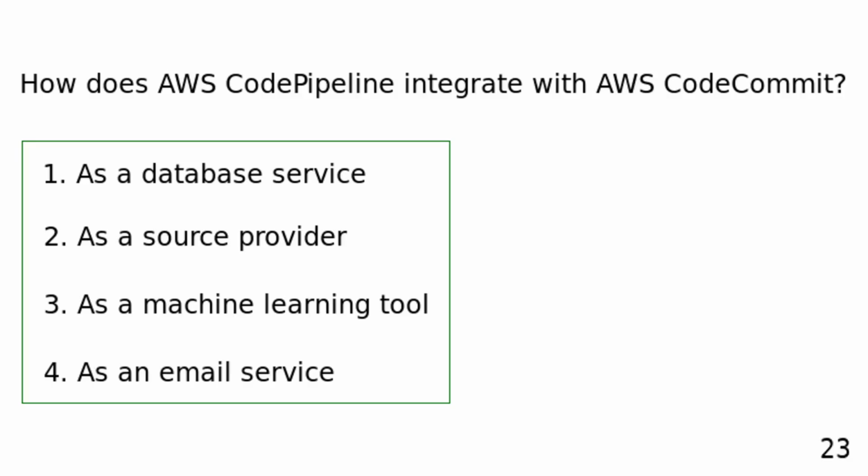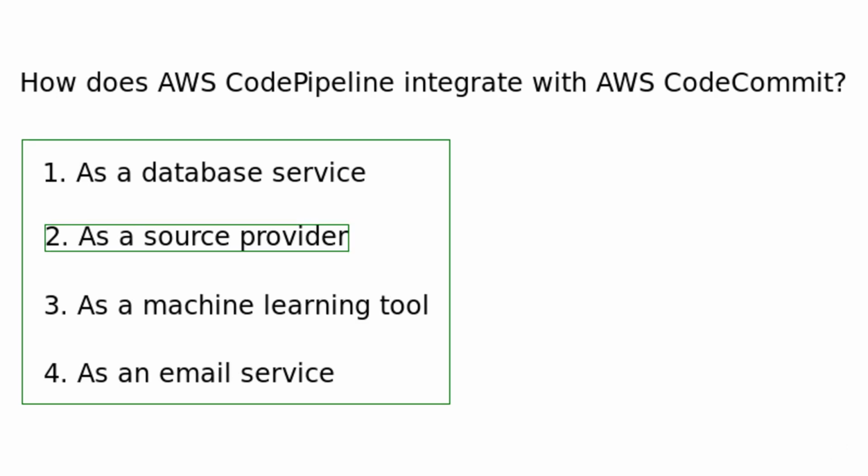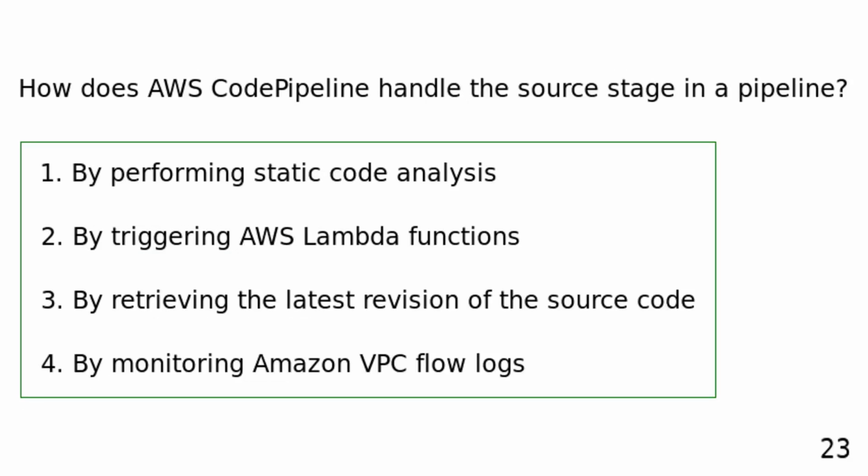How does AWS CodePipeline integrate with AWS CodeCommit? As a database service. As a source provider. As a machine learning tool. As an email service. AWS CodePipeline integrates with AWS CodeCommit as a source provider to retrieve the source code for applications managed in the pipeline.